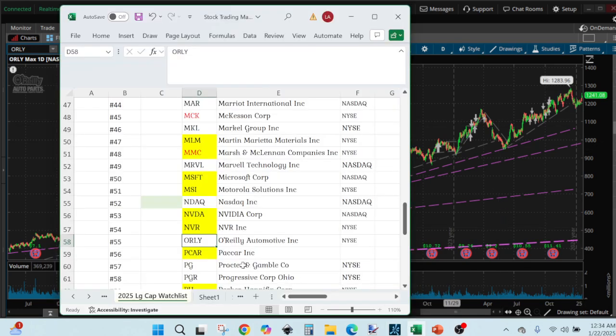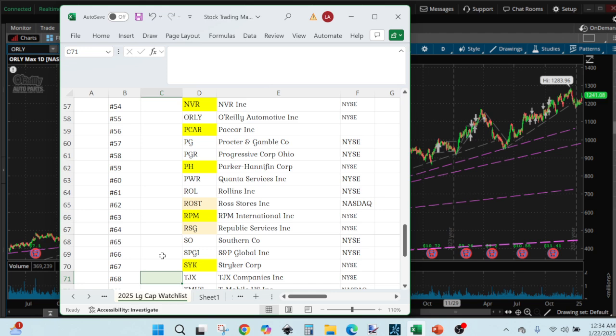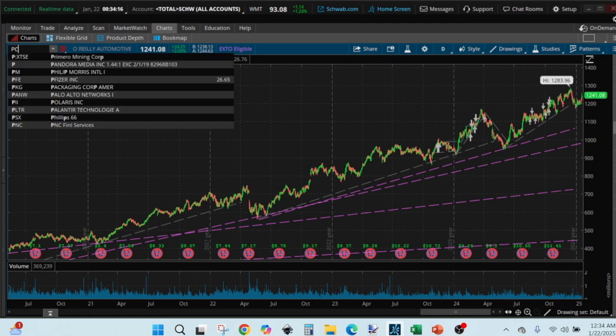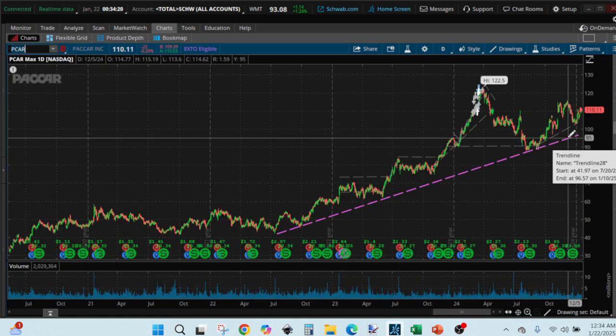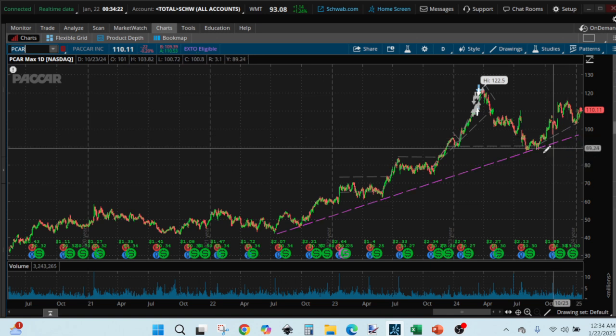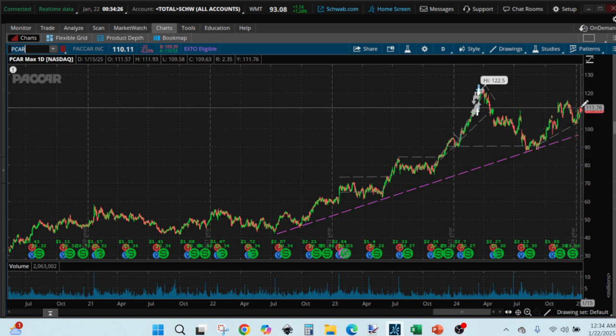The next one is PCAR. We do have PCAR in our portfolio that we have not sold yet. And we like to buy it next time at this trend line. It pulled back to it, not too close, and started going up from there.